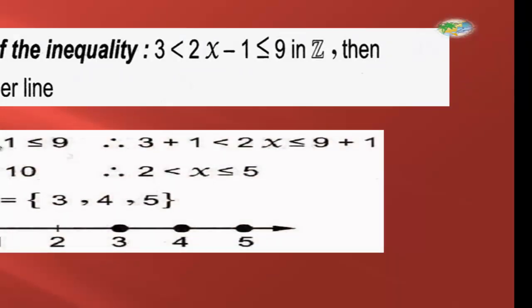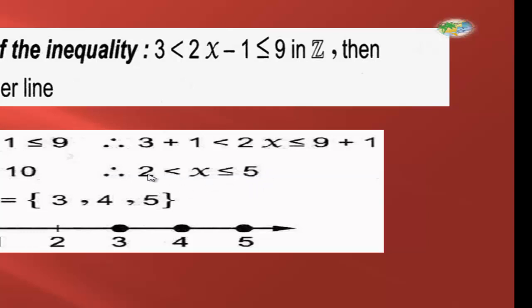Here 2x minus 1: minus 1 goes to the other side into plus 1, and here also minus 1 goes to the other side into plus 1. Then 3 plus 1 equals 4, and 9 plus 1 equals 10. Here 2x. To find the value of x or the solution set of x, we should divide both sides, not one side, right side or left side? No, both sides. Divide by 2: 10 divided by 2 and 4 divided by 2. 4 divided by 2 equals 2, 10 divided by 2 equals 5.